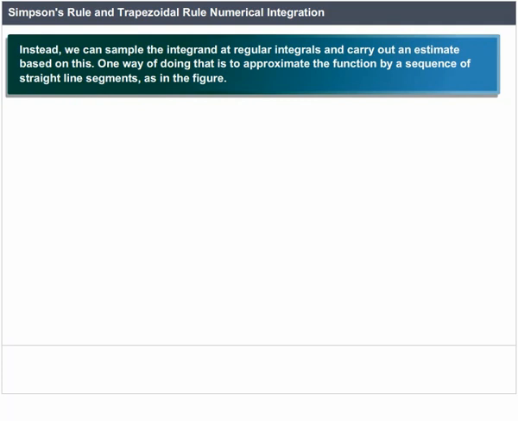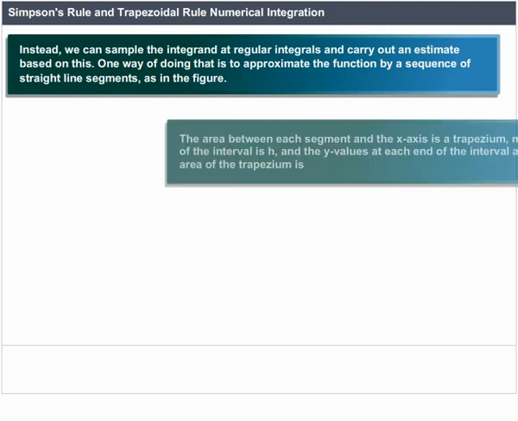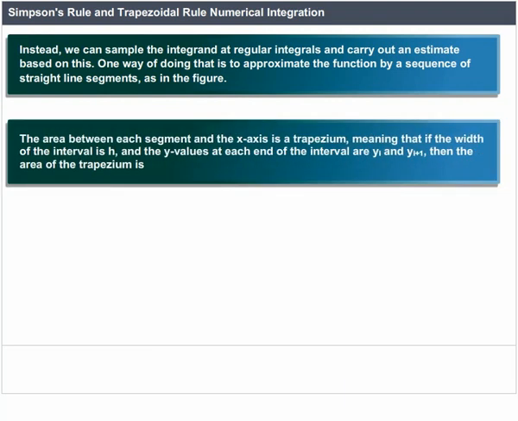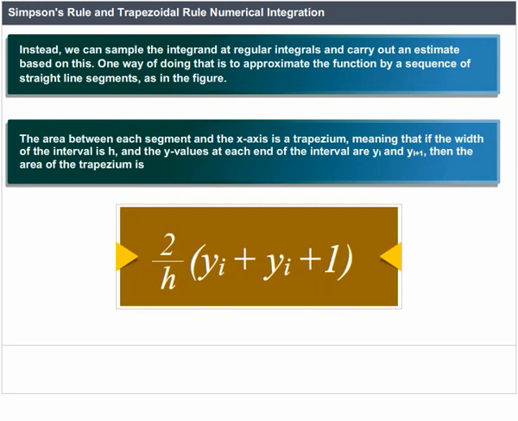One way of doing that is to approximate the function by a sequence of straight line segments as in the figure. The area between each segment and the x-axis is a trapezium, meaning that if the width of the interval is h and the y values at each end of the interval are yi and yi plus 1, then the area of the trapezium is h divided by 2 times the bracket yi plus yi plus 1.